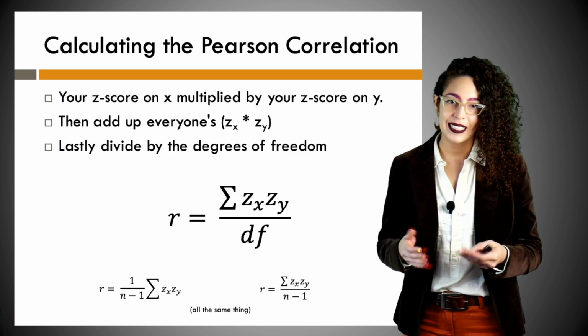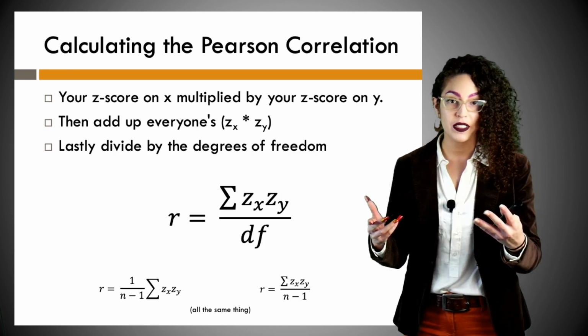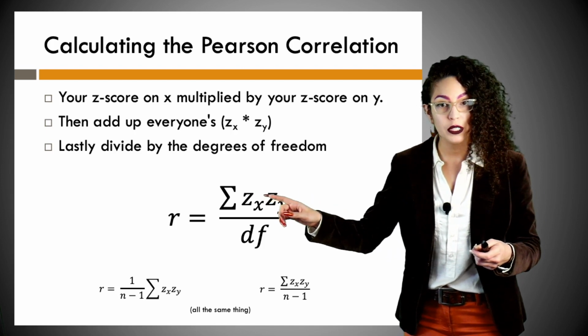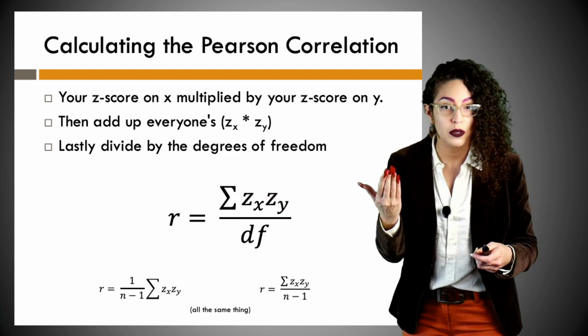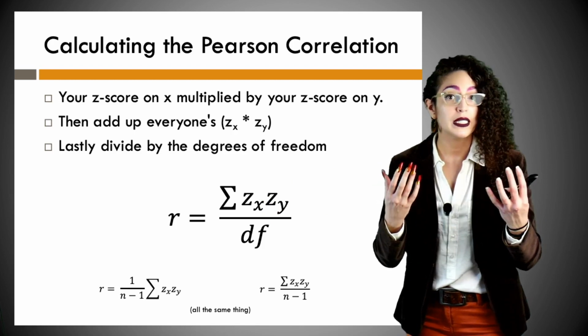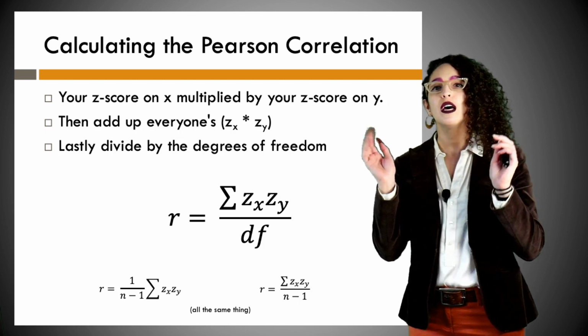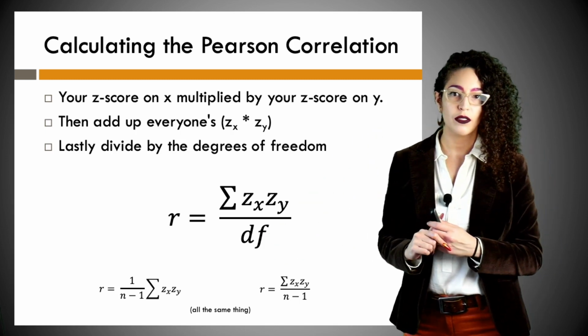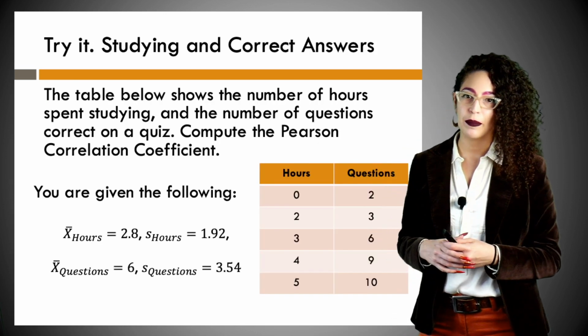We're standardizing everybody's scores on both of the variables, so on stress and the number of assignments. And this is like one person's score. We multiply them together, so your stress score standardized and your assignments standardized. Multiply them. We do that for everybody. We add them all up, and then we divide by our degrees of freedom, and that's how we get a correlation. So let's do an example now.